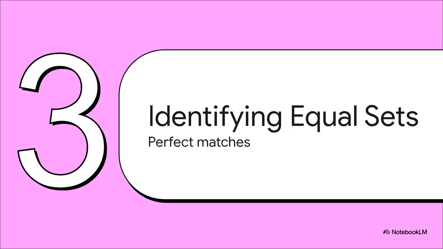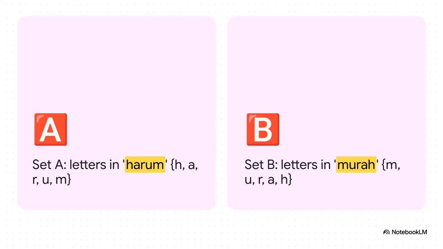All right, let's hit Section 3, Identifying Equal Sets. Equality in sets is all about having the exact same ingredients. Check out Set A, made up of the letters in the word harum, H-A-R-U-M.